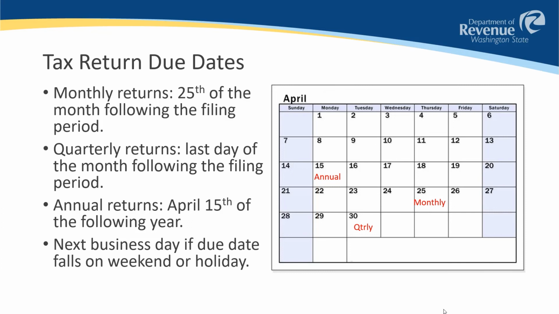For monthly filers, it would be the 25th day of the following month. The March return is due April 25th. For quarterly filers, it would be the last day of the month following the end of the quarter. So the quarter 1 return for January through March is due April 30th. Annual returns are due on April 15th of the following year. If the due date falls on a weekend or state holiday, then the due date is moved to the next business day. You can request a change to your filing frequency by calling us or sending a message through MyDOR.